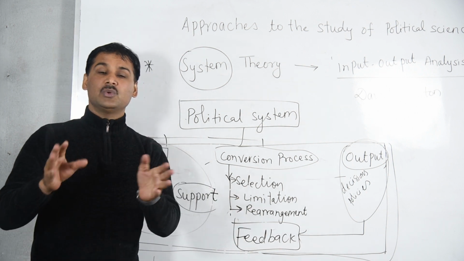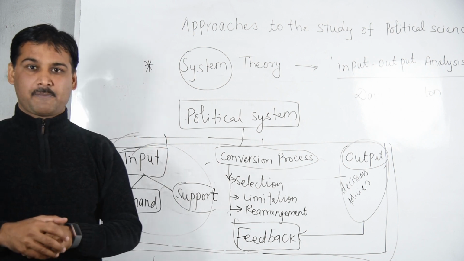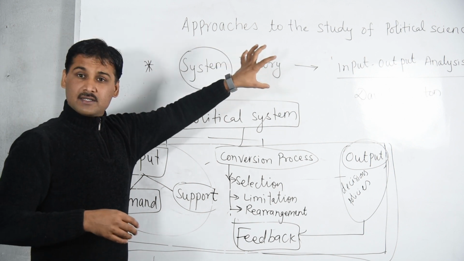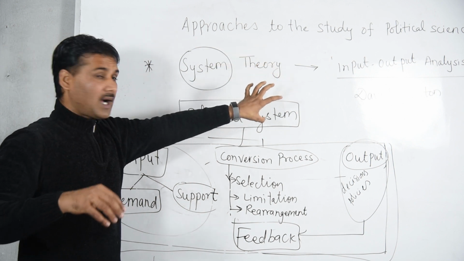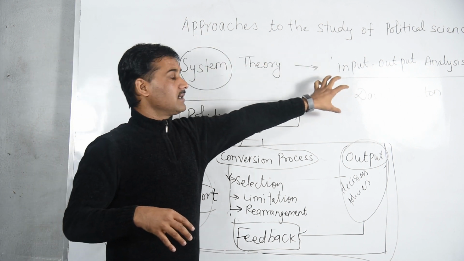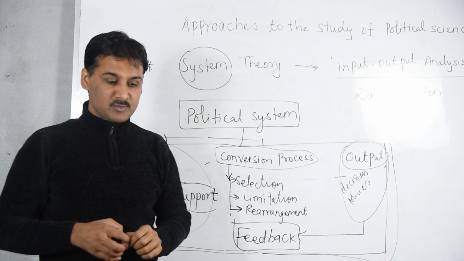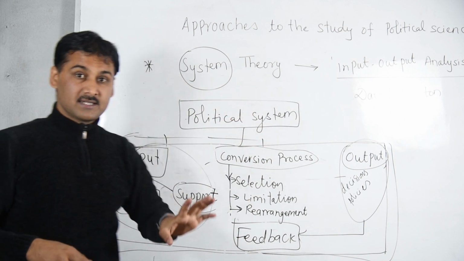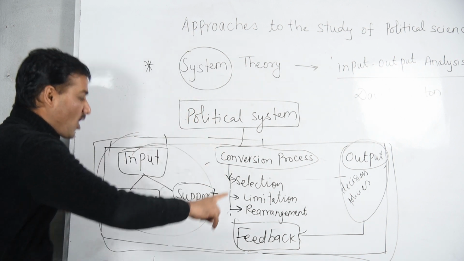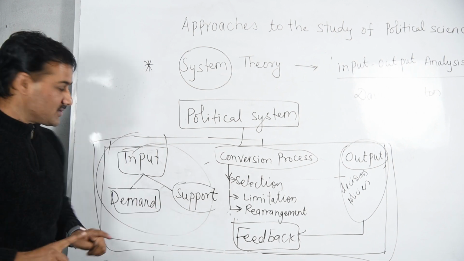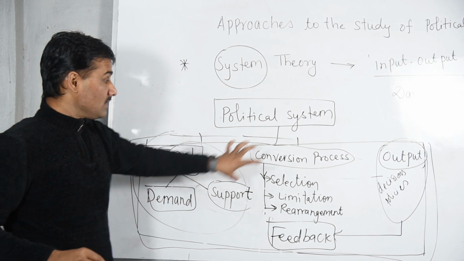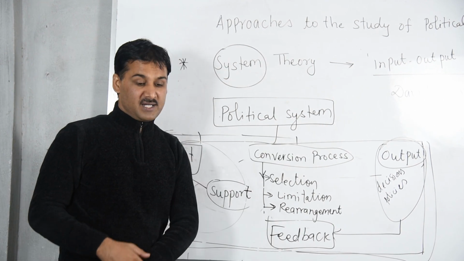Now I would like to conclude what I have covered today. Basically, I have illustrated the part of the topic that I was talking about: systems theory, and in particular its input-output analysis by David Easton. David Easton has used a box-type illustration which consists of three major components: two input components, one output component, and supported by feedback components.